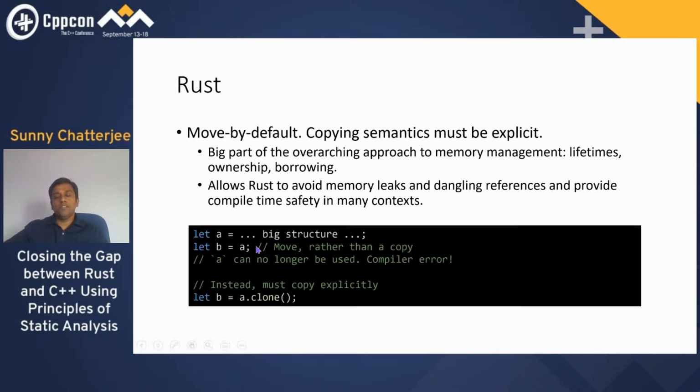So here's an example where you have a big structure that you're assigning to an object A, and then you're assigning A to B. What happens after this statement is that A can no longer be used in Rust because the contents of A have been moved into B, and that would result in a compiler error. If you want to copy explicitly, you want to use a clone here, and that would copy the contents of A into B.